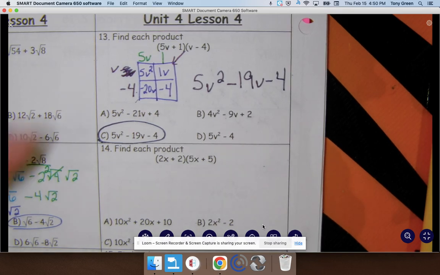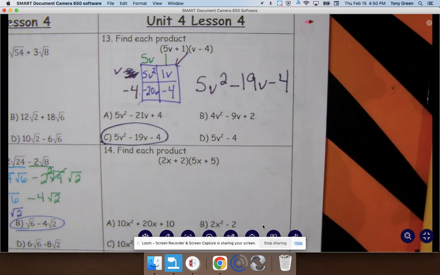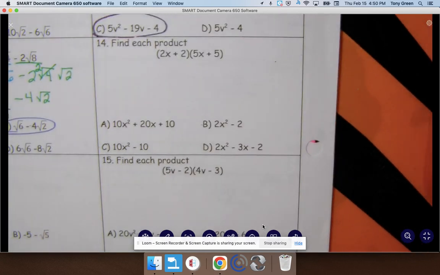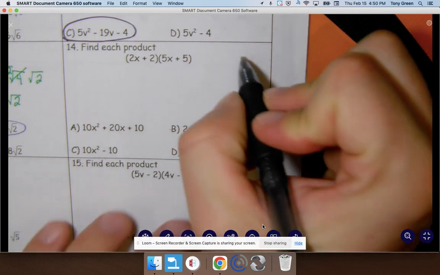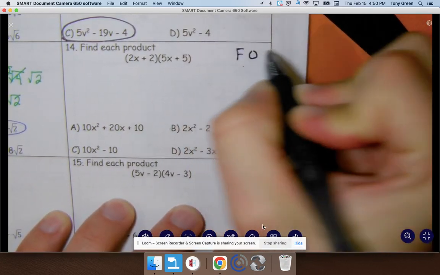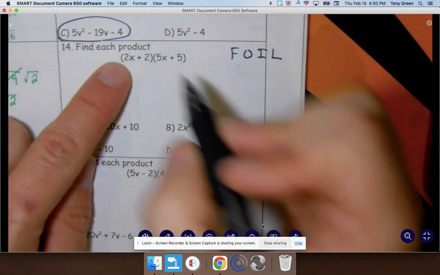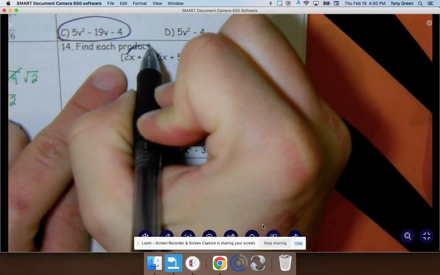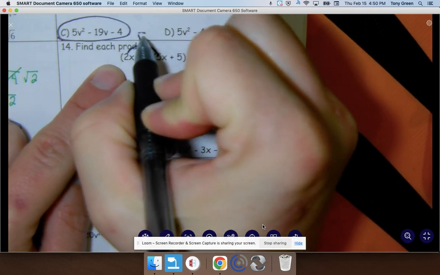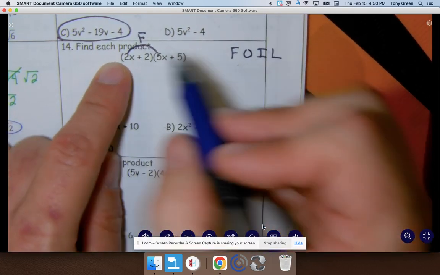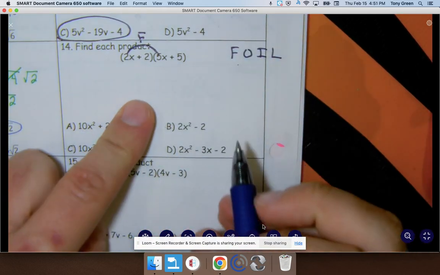All right, so you can use the area model. If you know how to FOIL, you can just FOIL. I'll show you real quick how to FOIL on 14, but I'm not going to go all the way through and do it. Okay, so FOIL stands for first, outside, inside, last. So first is the first terms in the parentheses. That's your F. Okay, so you're going to multiply 2x times 5x.